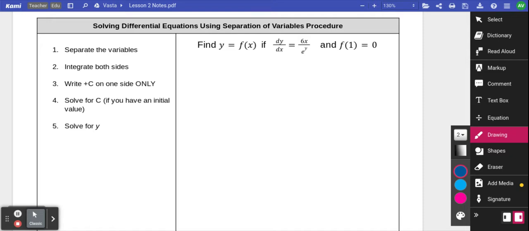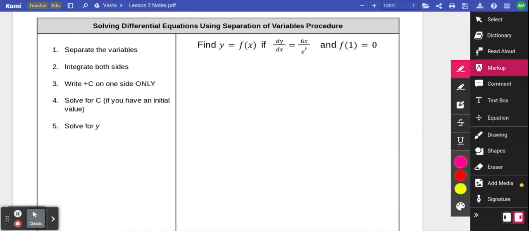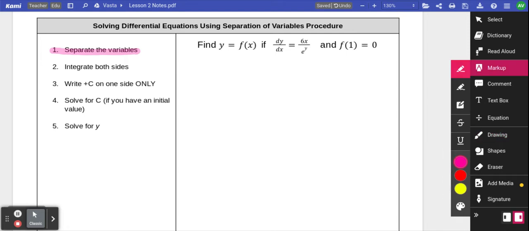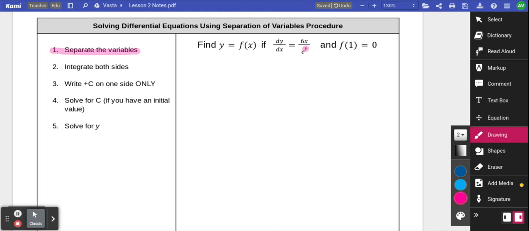So step number 1 in the separation of variables technique is to start by separating the variables. Now, here's how we're going to know we need to do that. If you look at this equation right here, you can see that the y is not alone. The y is actually inside of the equation here. So whenever y is not alone, your first step is to separate the parts of the equation that have a y in it from the parts of the equation that have an x in it.